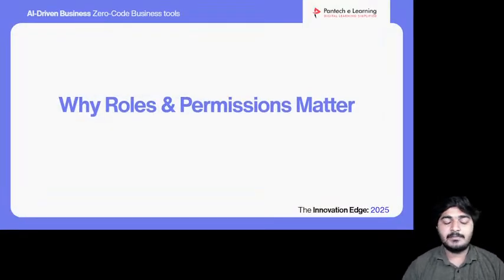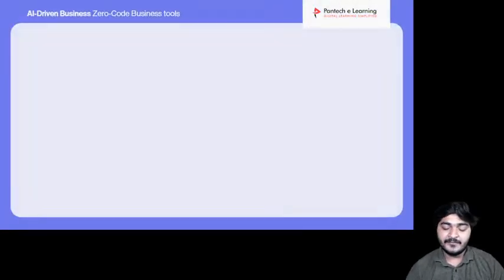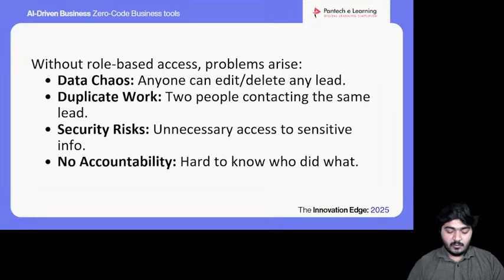So why do roles and permissions matter? We're going to see why we want to separate those roles and assign permissions to some personnel only. Why not make it open, like that? So we're going to see why roles and permissions matter. Without role-based access, problems arise. So what are all the problems?